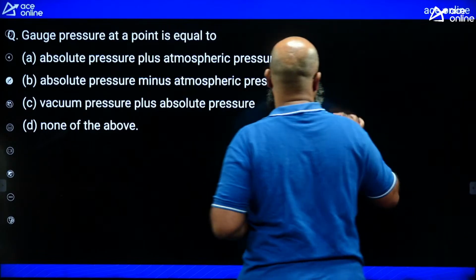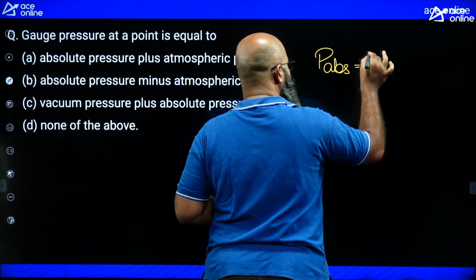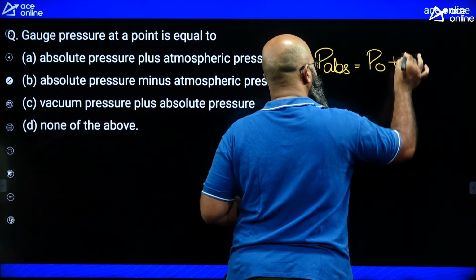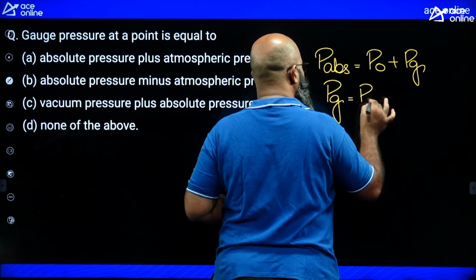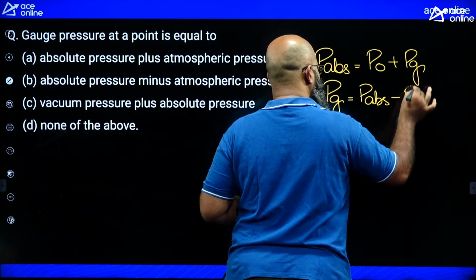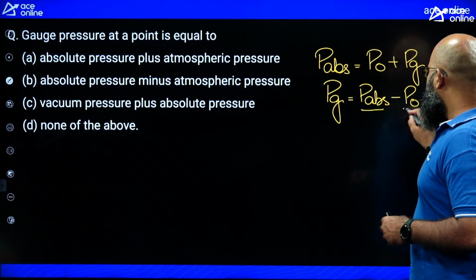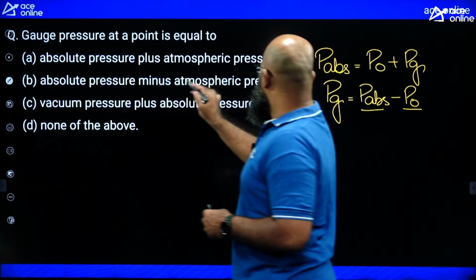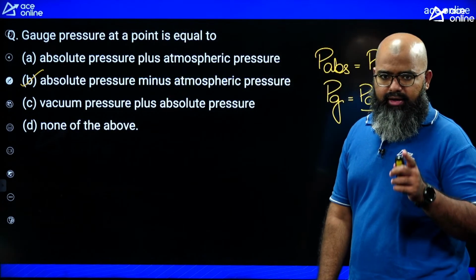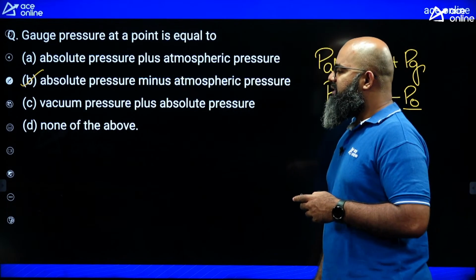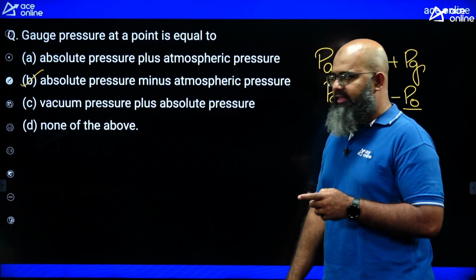Gauge pressure is equal to how much? We have the formula that P absolute is equal to P naught plus P gauge. That means P gauge is equal to P absolute minus P naught. So it is absolute pressure minus atmospheric pressure. Option B is the correct answer over here. Remember one more thing: negative gauge pressure is called vacuum pressure or suction pressure. It might also be a question in your examination.